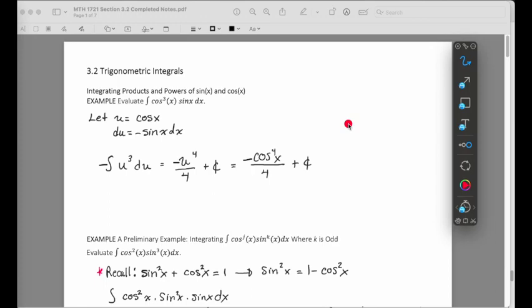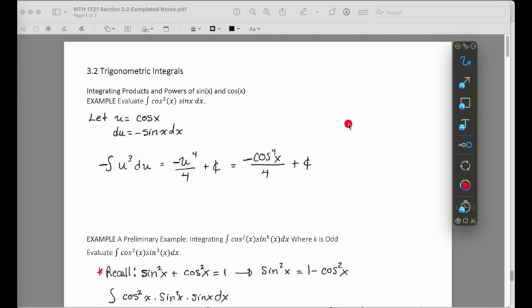In this lesson, we're going to learn how to integrate a whole bunch of different combinations of products of trig functions. And we're doing this because in the next section, we're going to learn a method called trig substitution. And within that method, we're going to be using some of these methods as well. So it's going to build up into the next section.